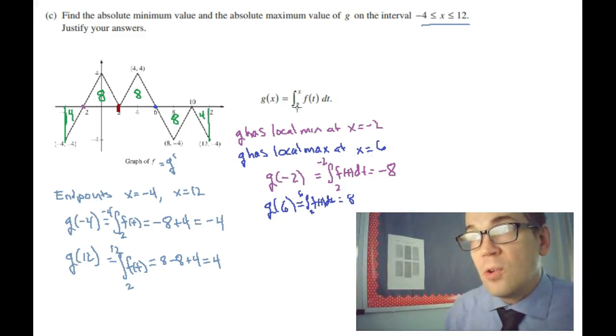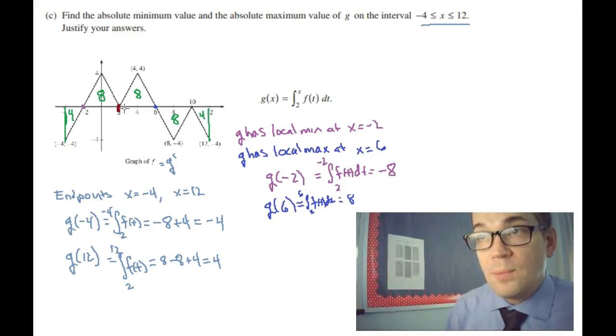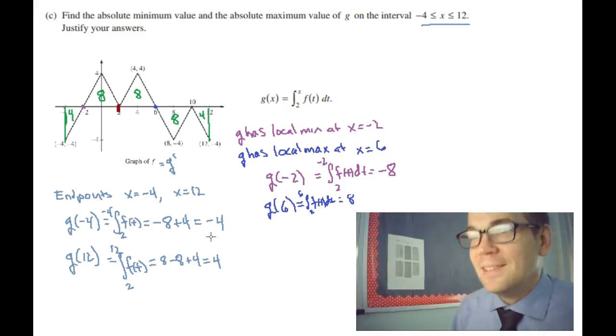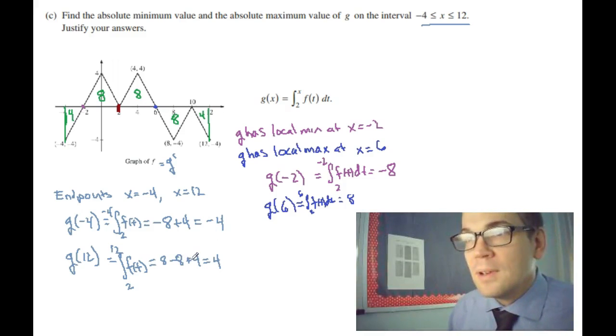Calculating g of 12, I'm going to integrate from 2 to 12, this function. I am now going from 2 in the direction of 12, so dx is moving in a positive direction, so this is going to be +8, this is going to be -8, oh, that's going to be -4, whoopsie, that's embarrassing. So g of 12 is going to be -4.